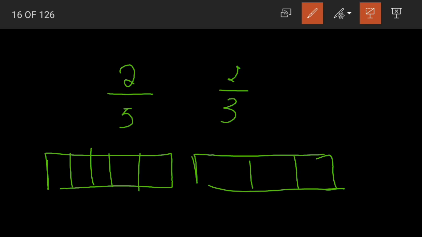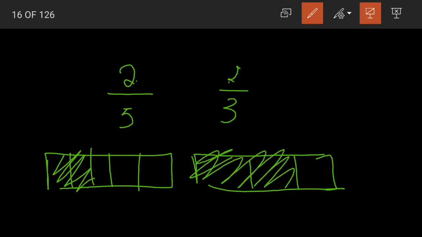Now 2 by 5 is nothing but 2 shaded parts out of 5. 2 by 3 is nothing but 2 shaded parts out of 3 equal parts. Yes children, now which is the greater one here? 2 by 3 is the greater one when compared to 2 by 5.